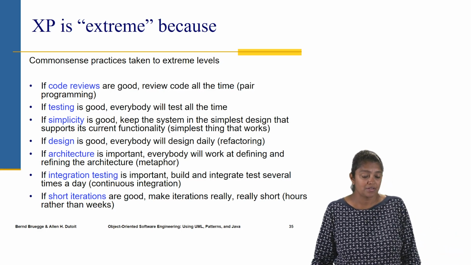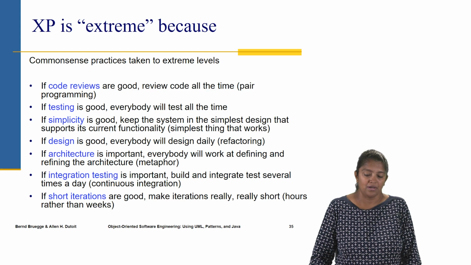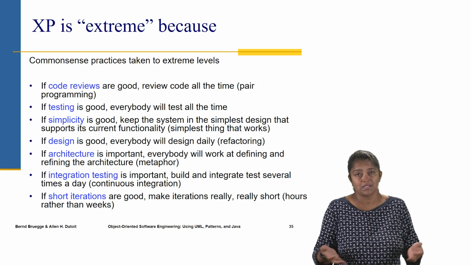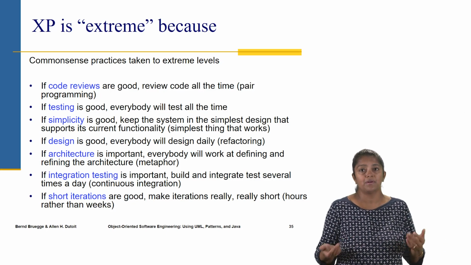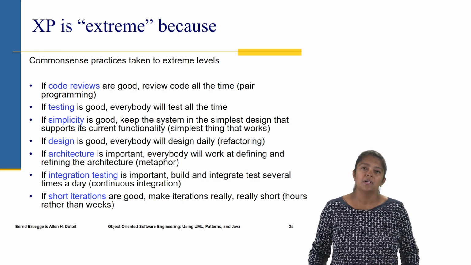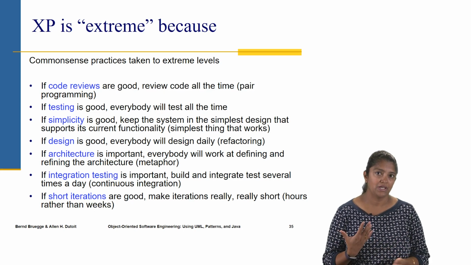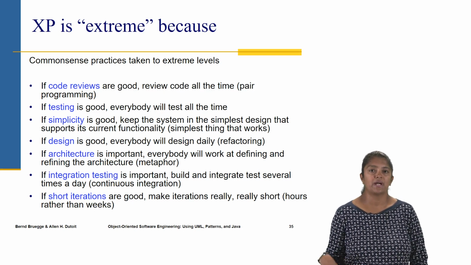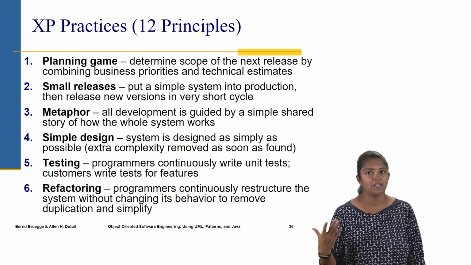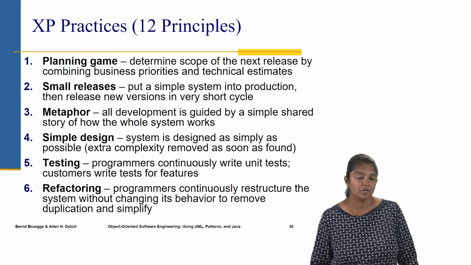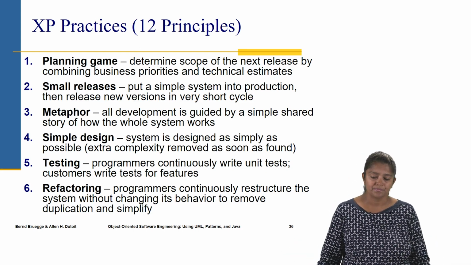If short iterations are considered good, then those iterations could be made really short. Typically it's a week or two. It could be reduced to hours rather than weeks. So that's where the extreme comes from. It's basically taking some of these common sense practices to an extreme level, and it depends on the organization and what they think is their principle.